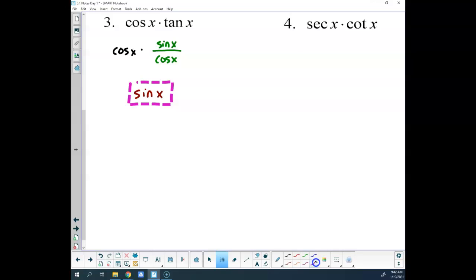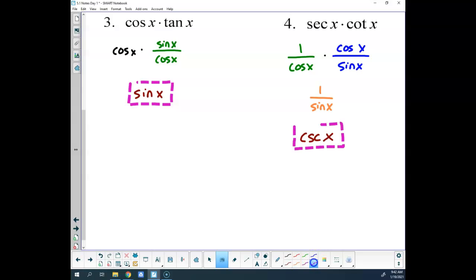Secant is 1 over cosine. Cotangent is cosine over sine. Multiply them together, and I get 1 over sine. 1 over sine is cosecant. I get cosecant for that. Yes?